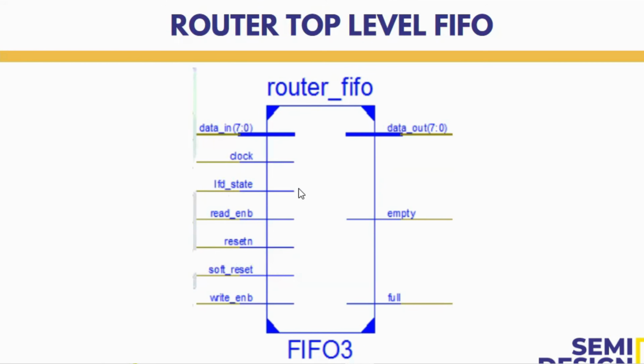And after that, it will automatically load the payload data also. So read enable is used when the data is being read from the FIFO. Then this is the global reset signal. And we have one more reset, soft reset. This reset is a global reset. This is a soft reset, which is done internally with the FIFO.